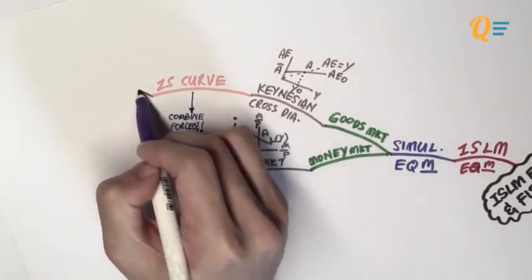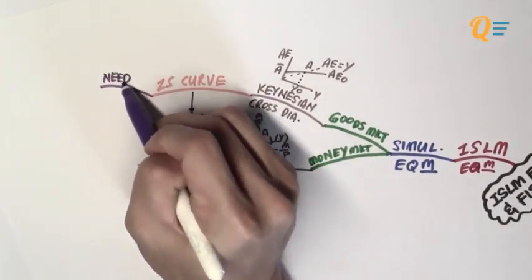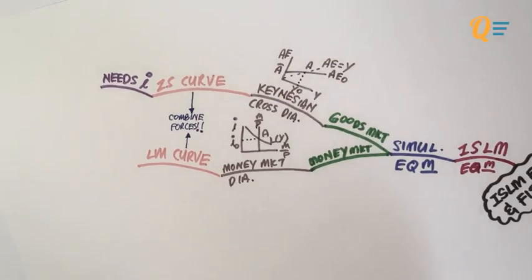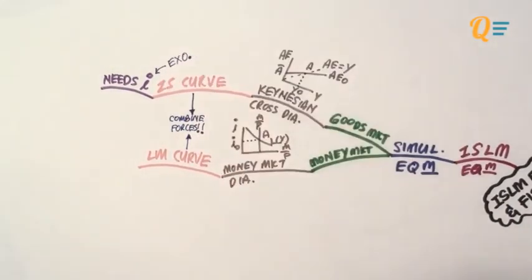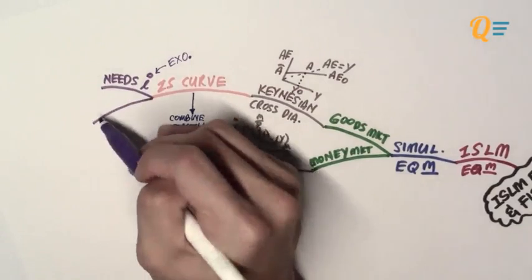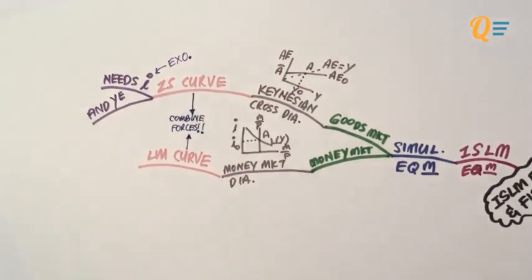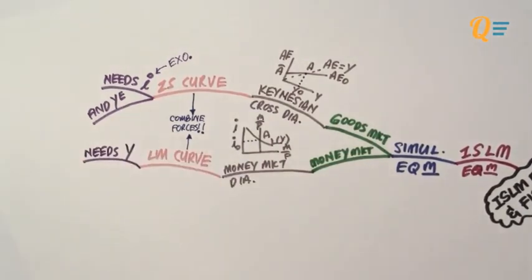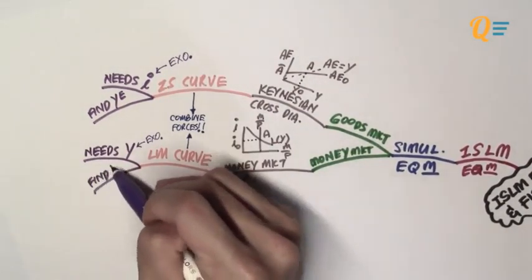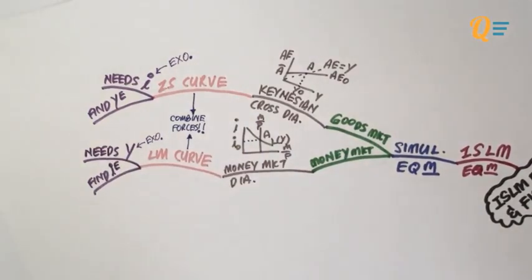To derive your IS curve, you're actually going to need a level of interest rates. This level of interest rates is exogenous to the Keynesian cross diagram because it's not on the vertical nor the horizontal axis. So this is known as an exogenous variable, okay? And we're going to need this interest rate level to find your equilibrium level of output. And to derive the LM curve, you're going to need the income level, which is exogenous to the money market diagram, so that you can find your equilibrium level of interest rates.